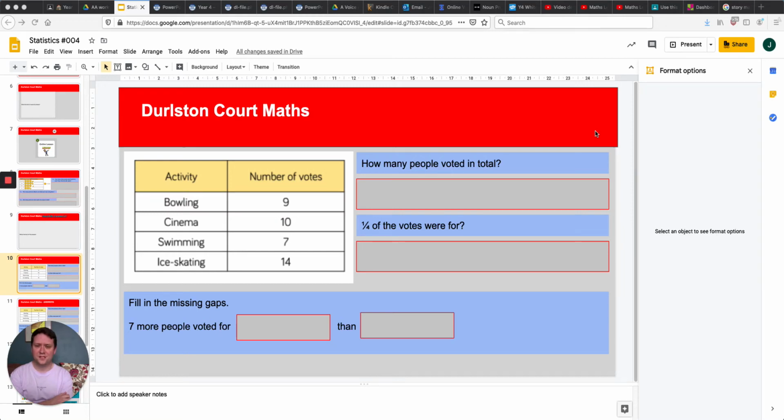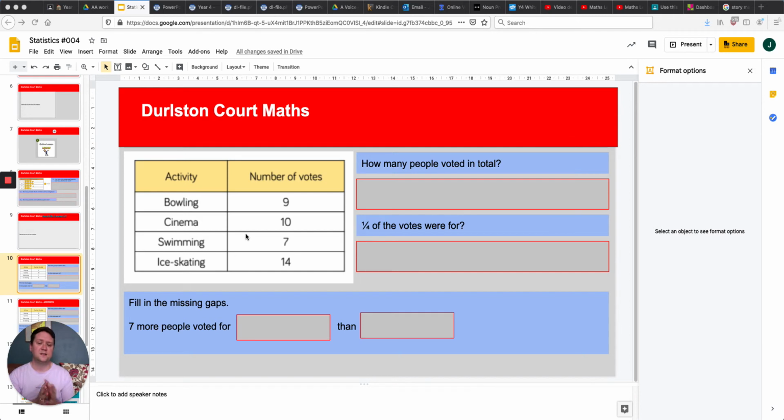Slide 10, let's do it. We've got a table here showing us 4 different activities. We've got bowling, cinema, swimming, ice skating, and then a number of votes. Maybe they're trying to decide what activity to do on the weekend or something. Right, okay, first question. How many people voted in total?